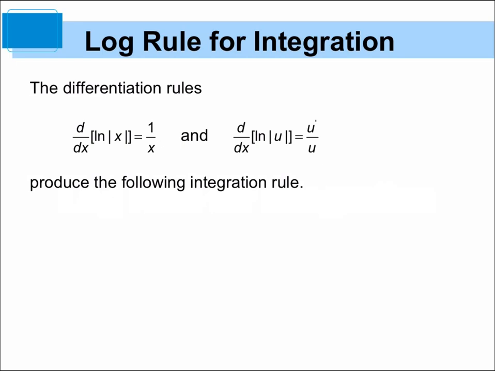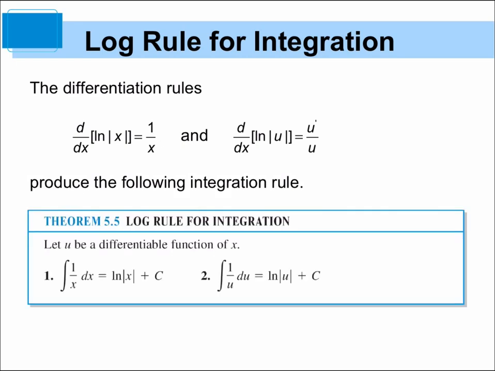Why is there an absolute value in there? Log of a negative number. Good, you can't take the log of a negative number. So then, going backwards, we did this already. 1 over x is the natural log of the absolute value of x. 1 over u is the natural log of the absolute value of u.